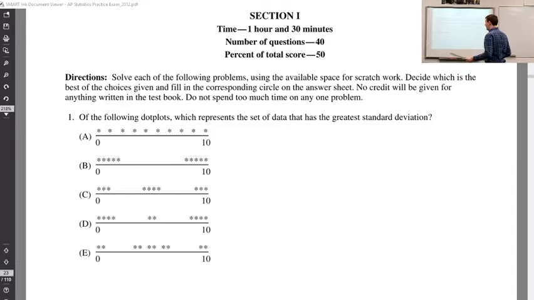Which represents the greatest standard deviation? The greatest standard deviation, remember standard deviation measures average distance from the mean. And so we're asking which one has the data points that are farthest from the mean on average. These all have a mean of about 5, but the ones that are farthest on average from that mean of 5 is B, because all the points are either on the really high end or the really low end. So that's the one with the largest average distance from the mean. Next.